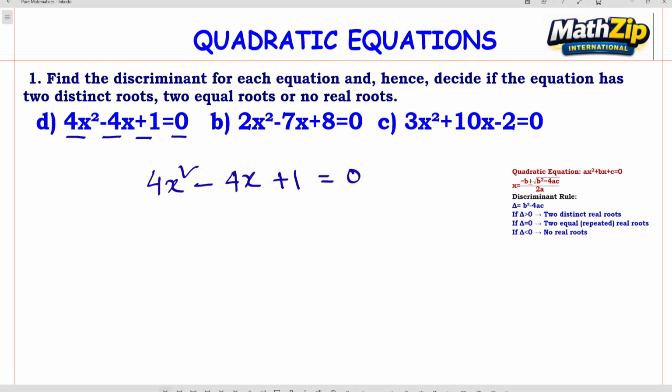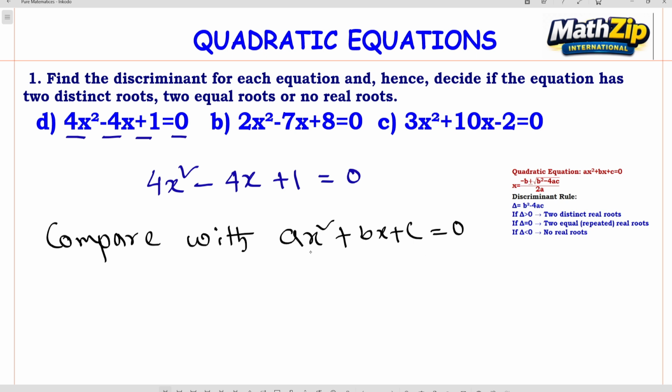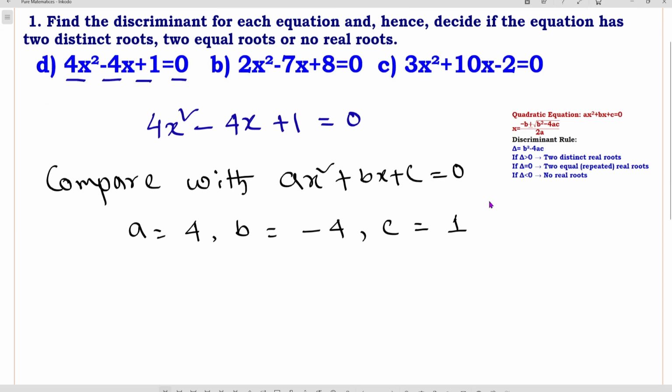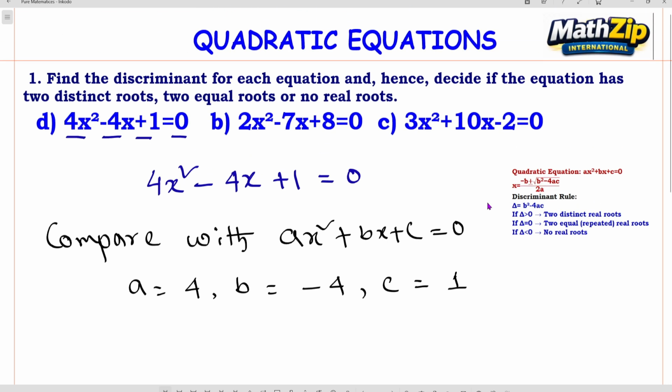First, we have to compare with ax² + bx + c = 0. In this quadratic equation, a = 4, b = -4, c = 1. So here, how many roots will come, we can understand by the discriminant.